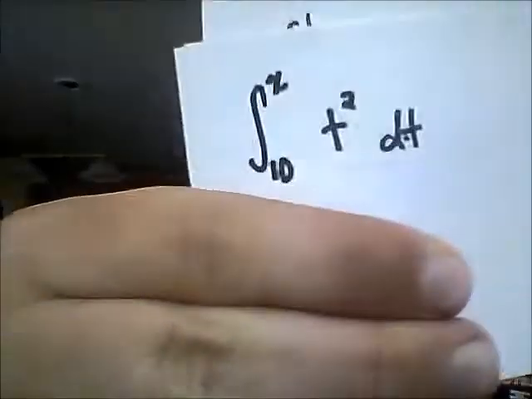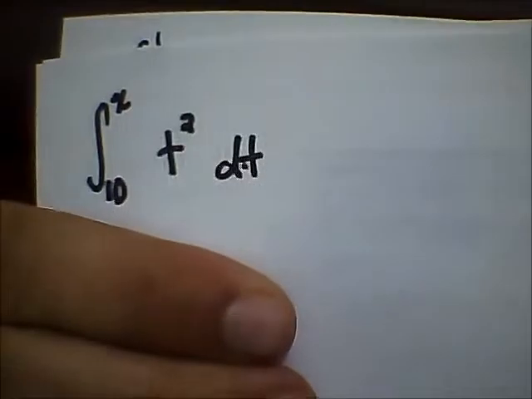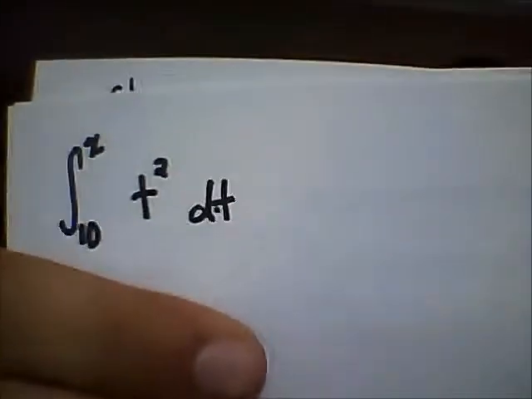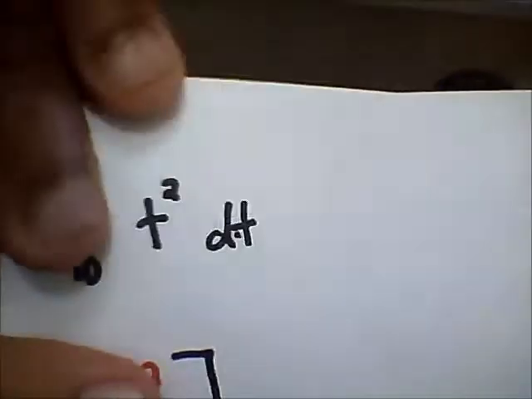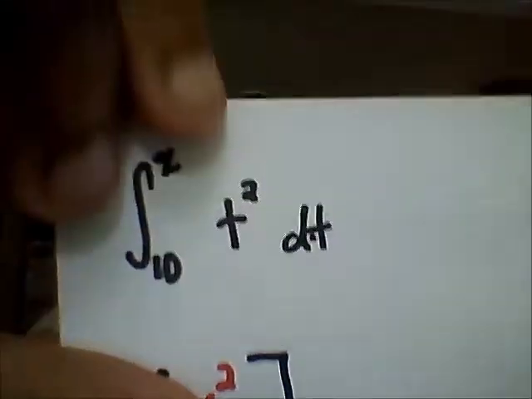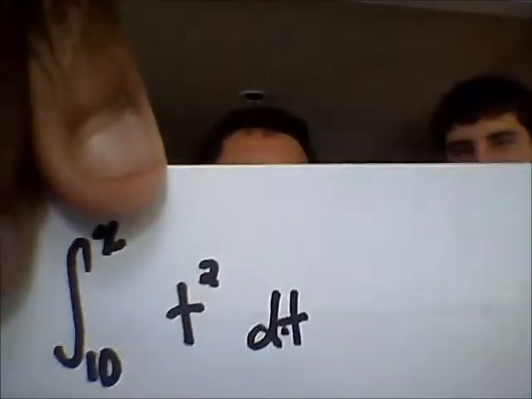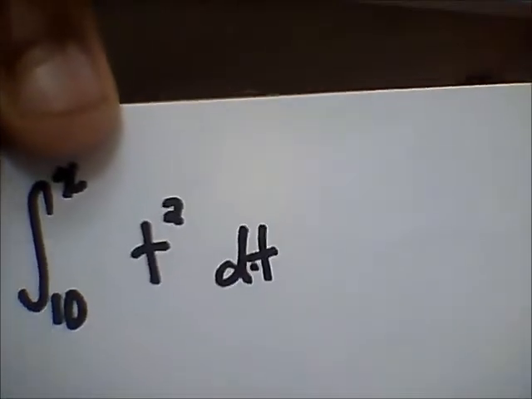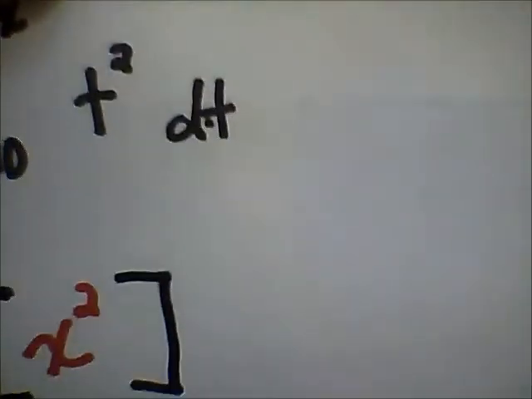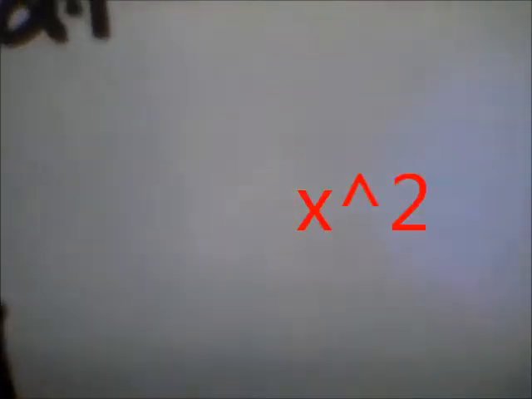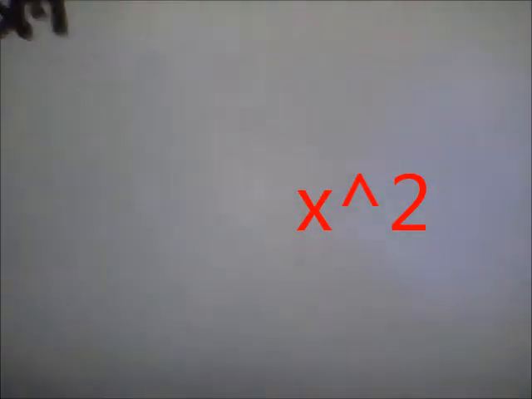Let's take a look at a problem. If you were taking the integral of t squared in relation to x, you would go about plugging in the x, and your answer would be x squared. Is that easy? Yeah, it's really easy.